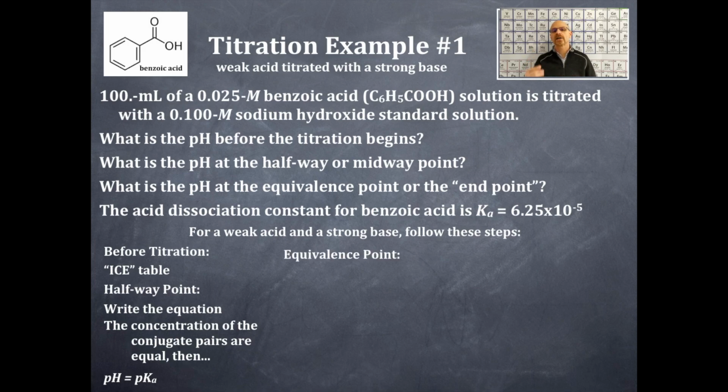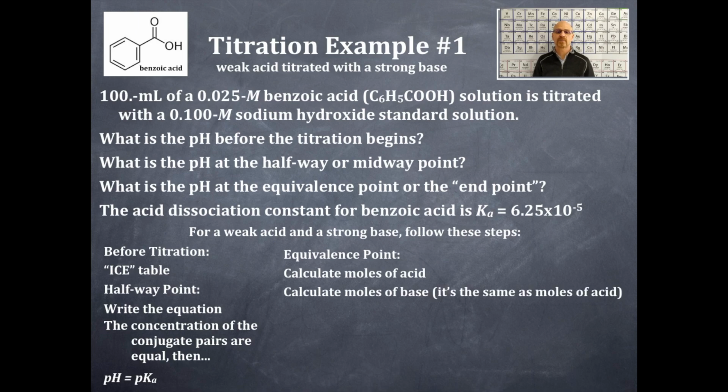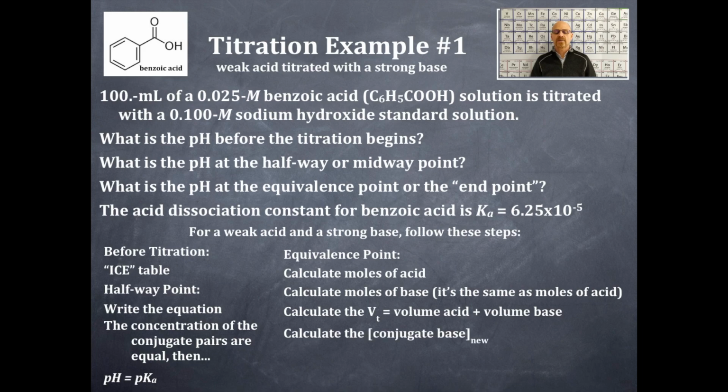The third calculation at the equivalence point, or the end point, is a little bit more difficult. And this is all based on the moles of the acid being equal to the moles of the base. So we're going to have to first calculate the moles of the acid, then the moles of the base. They actually happen to be the same value. Okay, we're going to calculate the total volume, and that is the volume of the acid that we have in the flask plus the added volume of the base that is required to reach the equivalence point. And then we're going to calculate the concentration of the conjugate base of the weak acid that we had. This concentration is based on the moles of the acid converting to the moles of the conjugate base, and the new, total volume that it is in.